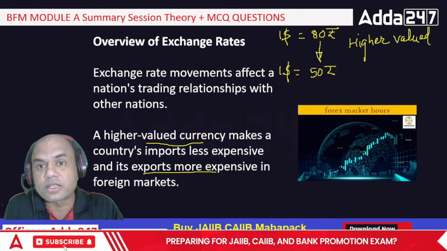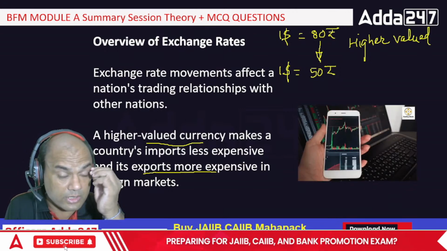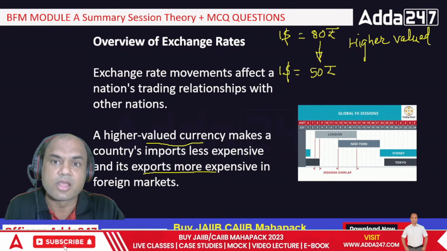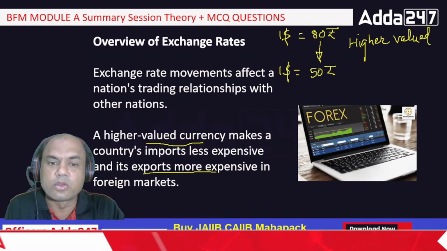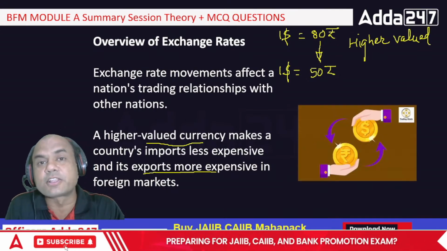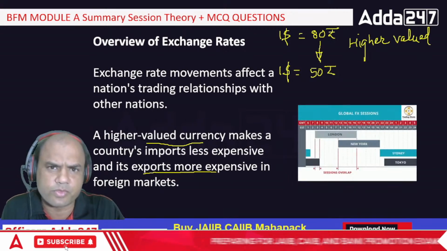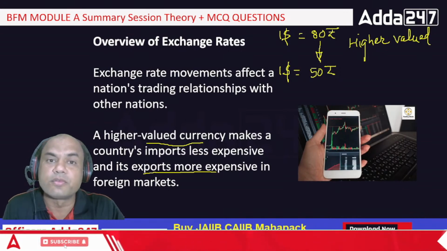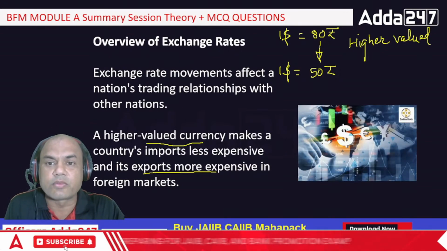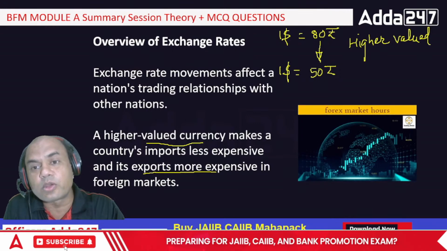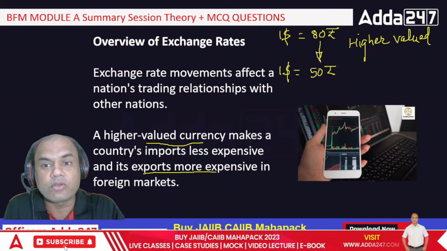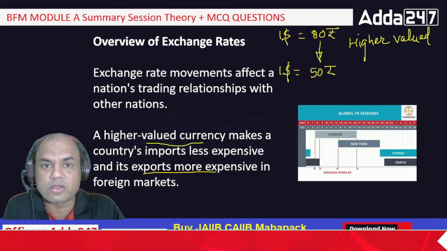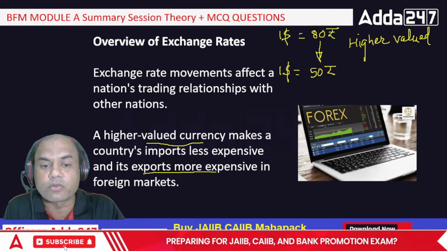What is happening? For $1, I was paying 80 rupees earlier. Now I'm paying only 50 rupees. Now in this, what will happen? Look at both the situations. When I make exports, let's say I export only $1. When the rupee was 80, for that $1 I was getting 80 rupees, and now I am doing the export of $1 only, and I am getting only 50 rupees. So what has happened?